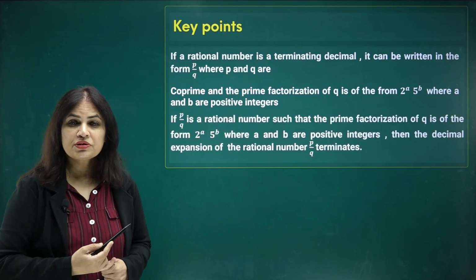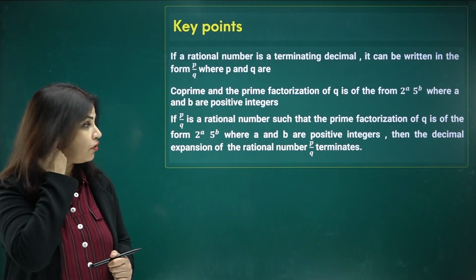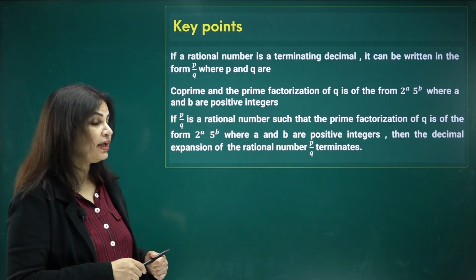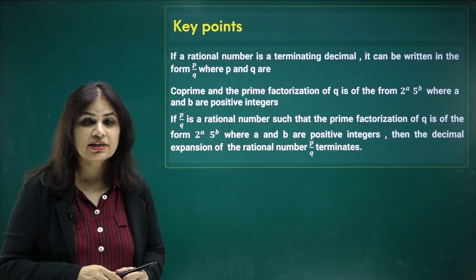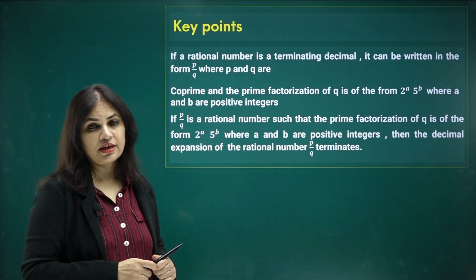If P upon Q is a rational number such that the prime factorization of Q is of the form 2 raised to the power A into 5 raised to the power B, where A and B are positive integers, then the decimal expansion is called a terminating decimal expansion.